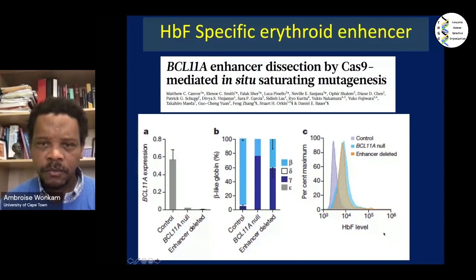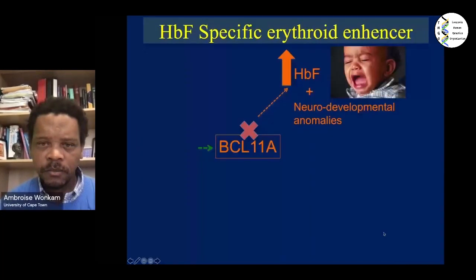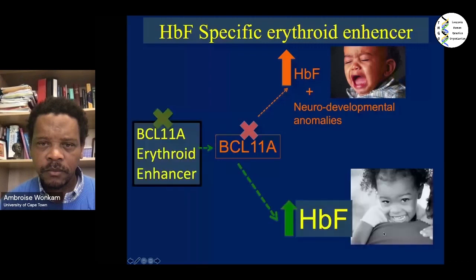If I can summarize this in layman's terms, BCL11 is a transcriptional repressor of fetal hemoglobin. Without BCL11 expression, you have an increased level of fetal hemoglobin. You will cure your child with sickle cell disease, but you will have some neurodevelopmental abnormality. But if you modify an enhancer that is upstream of BCL11, a controller of the controller, you will increase the level of fetal hemoglobin without other problems. And this will be the perfect approach to cure sickle cell disease.